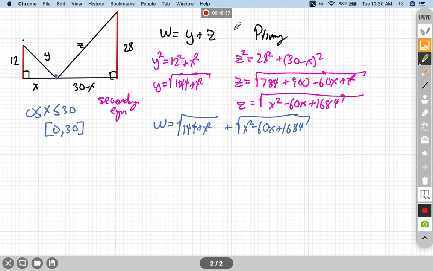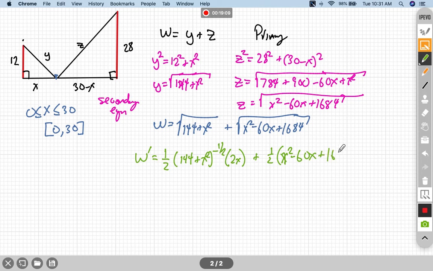So let's find the derivative of this puppy. Don't forget we've got a chain rule. So we have 1/2 times 144 plus x squared to the negative 1/2 times the derivative, which would be 2x, plus 1/2 times x squared minus 60x plus 1684 to the negative 1/2 times the derivative of the inside, which is 2x minus 60.